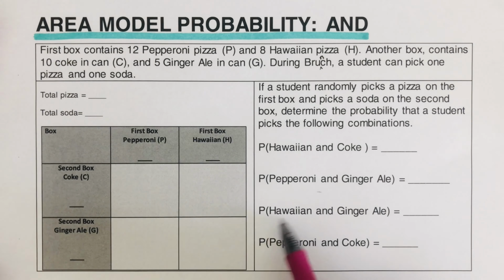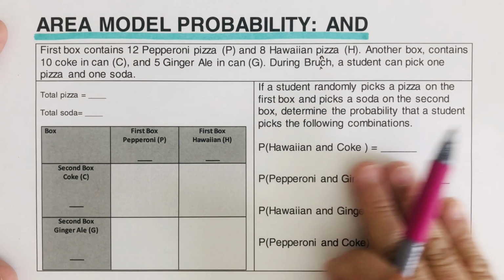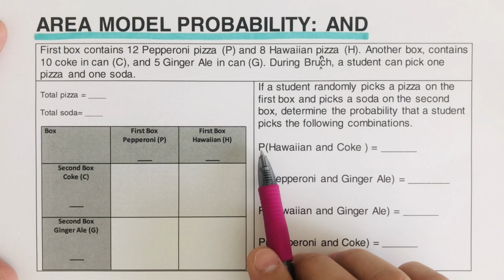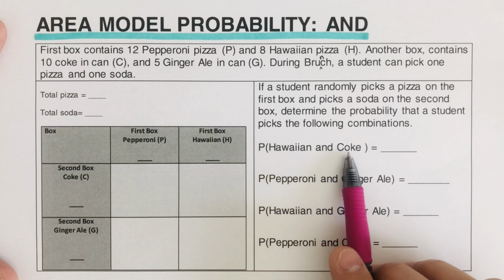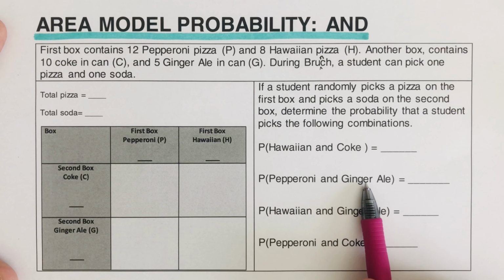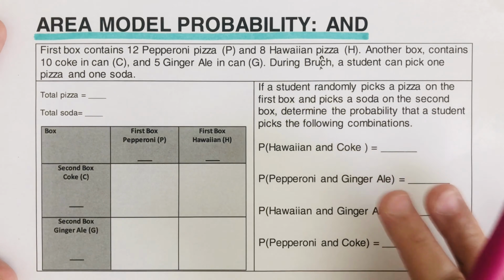So the question here would be, what is the probability that a student, so this notation that we have here, what is the probability that the student can pick Hawaiian and Coke combination? The P stands for probability. And the probability that a student can pick pepperoni and ginger ale combination. So that's what we're going to solve for.